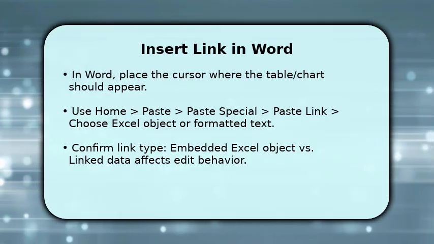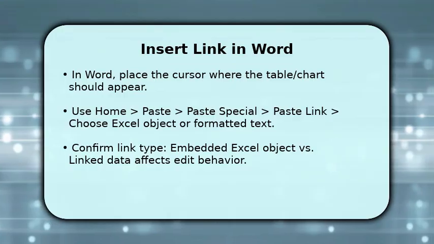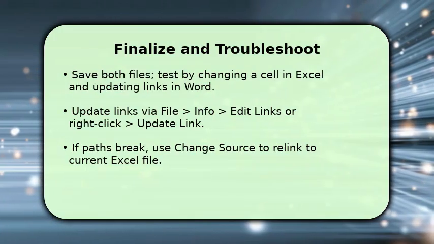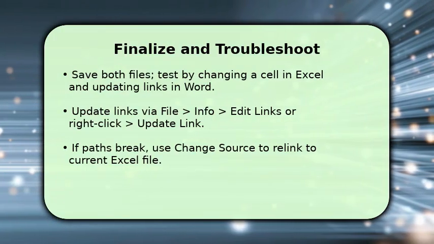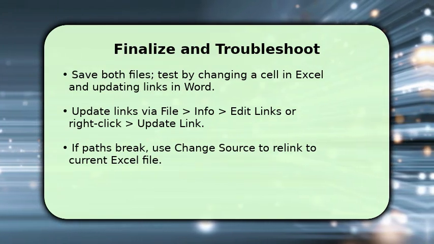Make sure to check link to file so changes in Excel propagate automatically. You do this because the link type controls whether you can double-click to edit in Excel or simply refresh. Save both documents and then test the connection. Change a cell in Excel, return to Word and update links to confirm the new value appears.